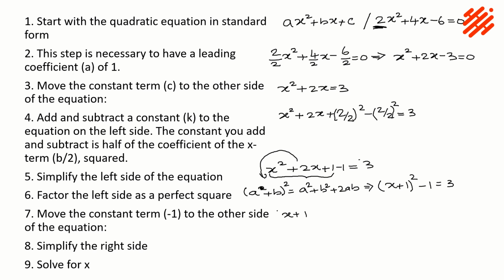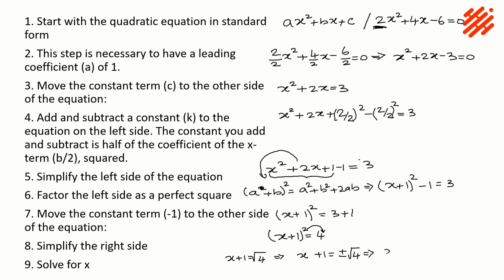Step number 7, so (x plus 1) whole square equals 3 plus 1. Simplifying the right side, 3 plus 1 equals 4. So (x plus 1) the whole square equals 4. Finally, solve for x. x plus 1 equals square root of 4. The square goes to the other side and becomes the square root, so x plus 1 equals plus or minus root 4.